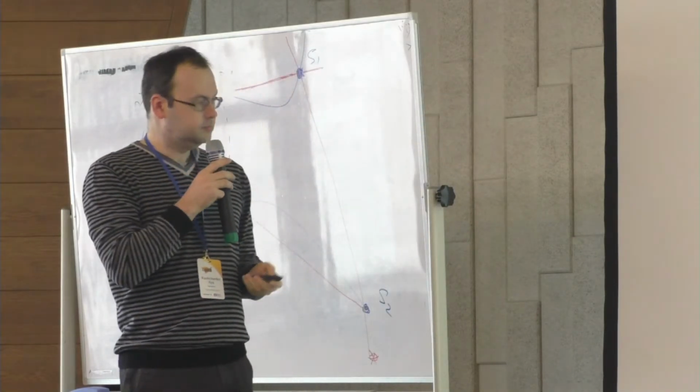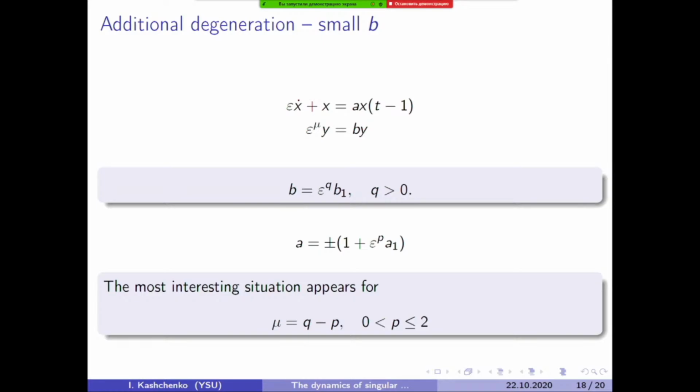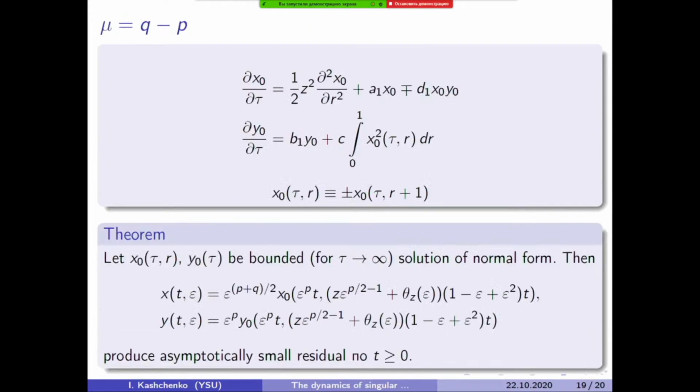And here a lot of situations appear, depending on how the parameters mu, q, p, 1 are connected with each other. But the most interesting, as for me, appears when this formula is true, and certainly mu is not 0, is not negative. So in this situation, the normal form has this form.